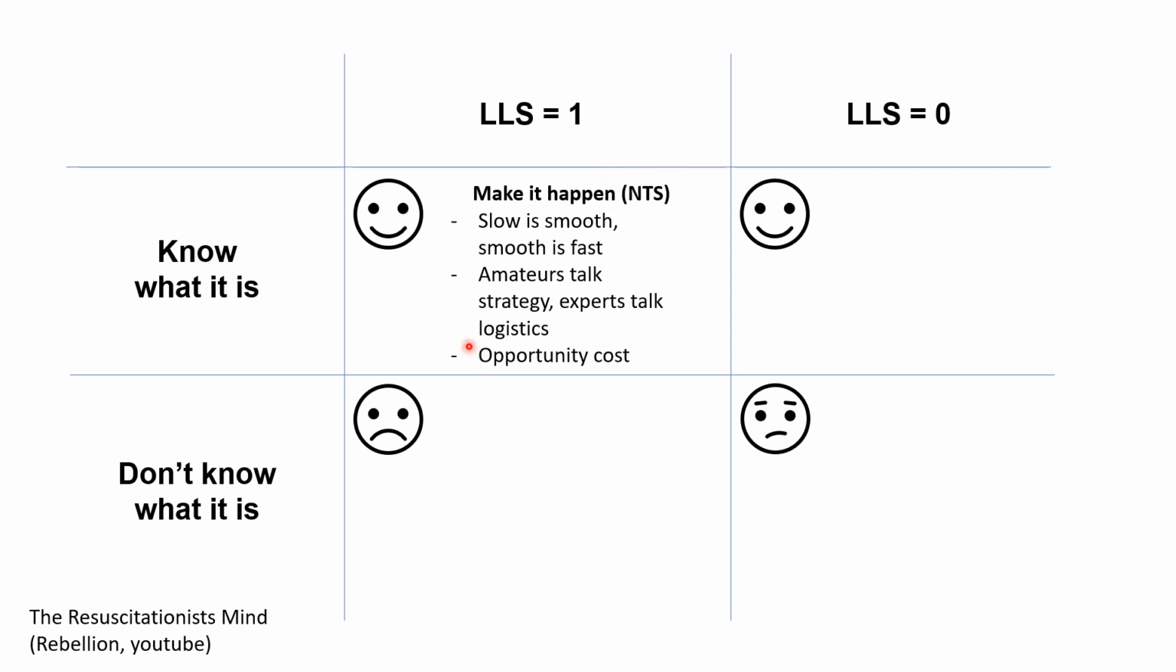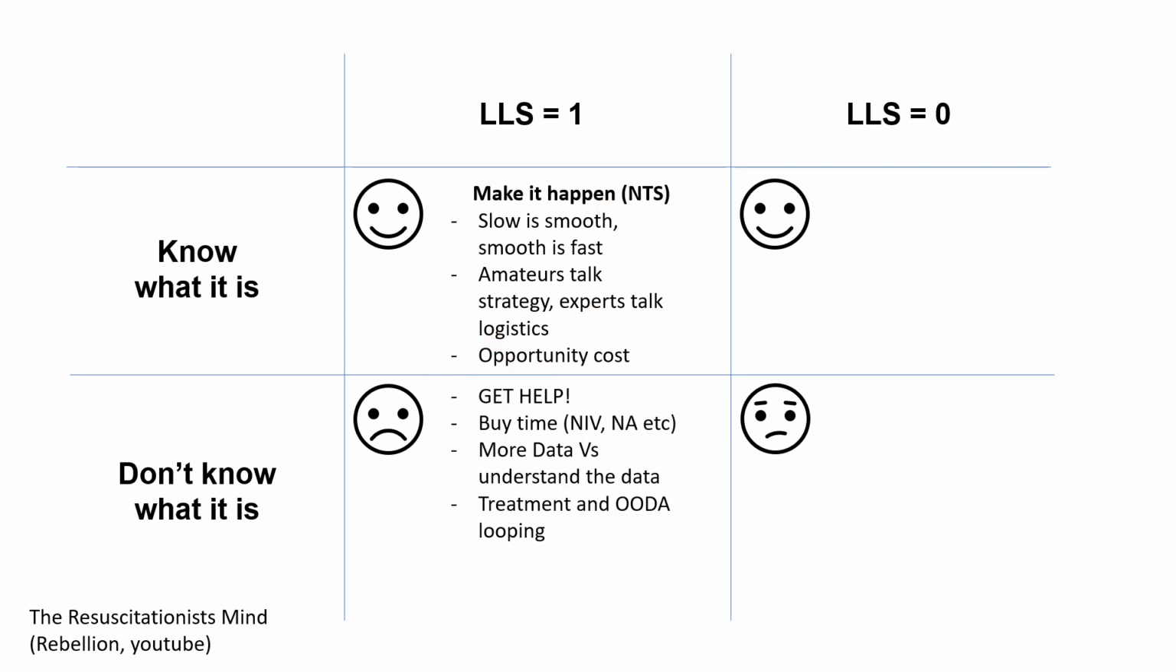And in opportunity cost, have you talked about? Yes, you can do a lot of things, but I want to do which things are really important right now. That's the important thing. So that's how we can do when we know what happens. Here, if we don't know what is happening, we don't know the pattern, but the patient is deteriorating in front of us, and we don't know why, then get help, buy time. All right, we need to buy some time.